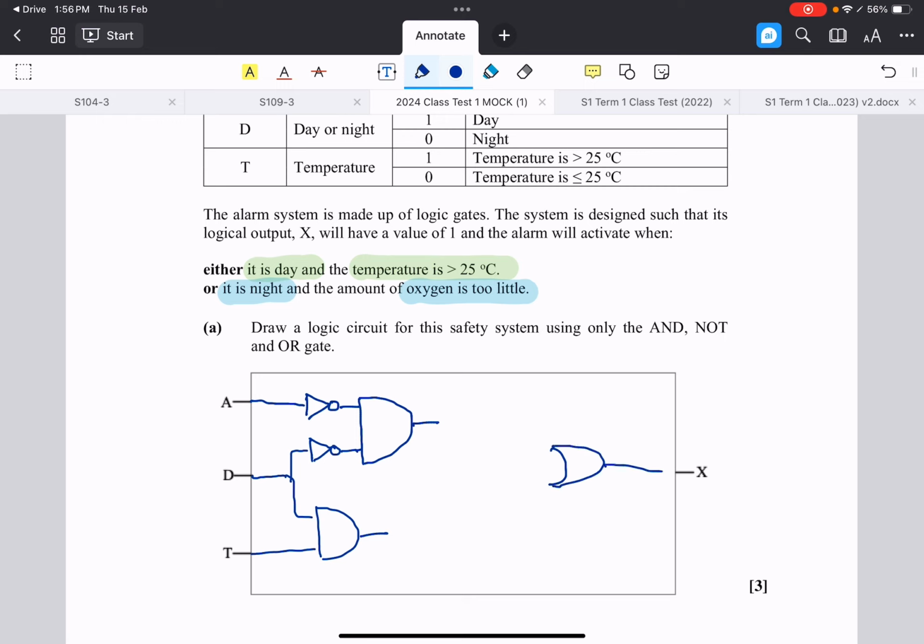And this OR gate goes out to X. So this one will go into the OR gate. This one will go into the OR gate. And that's how your circuit will probably look like.